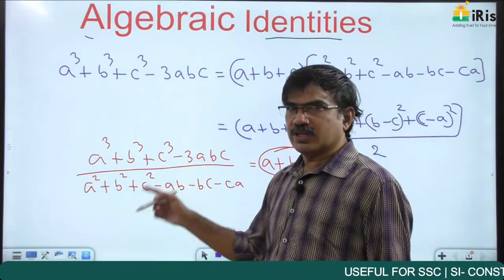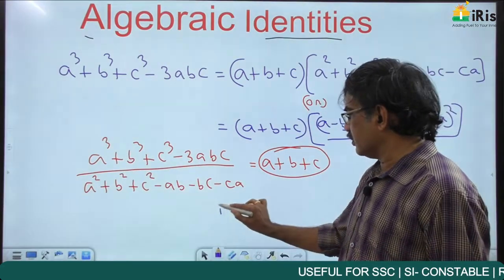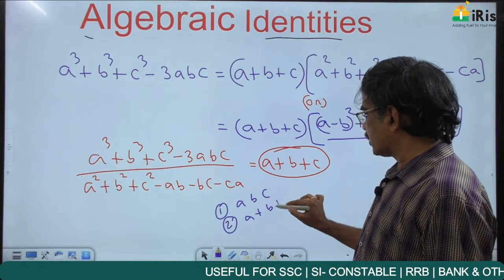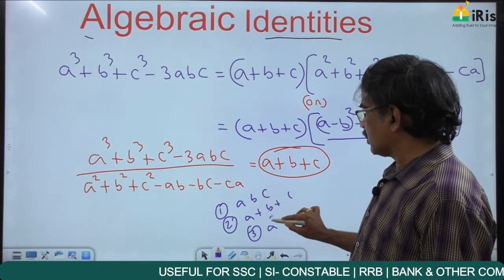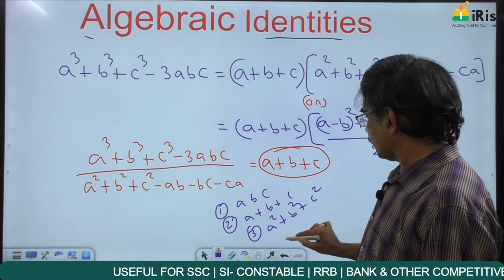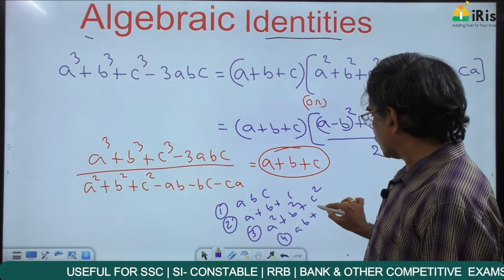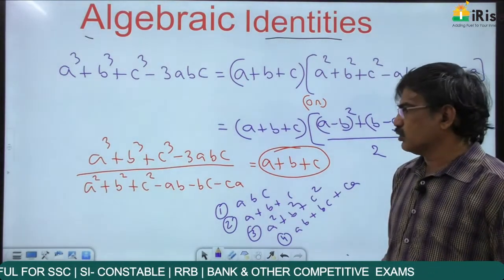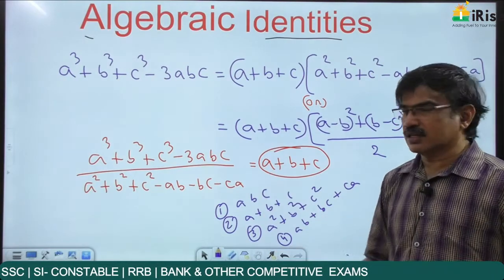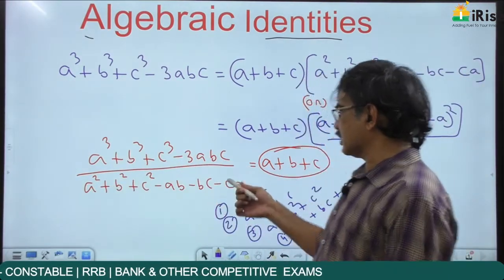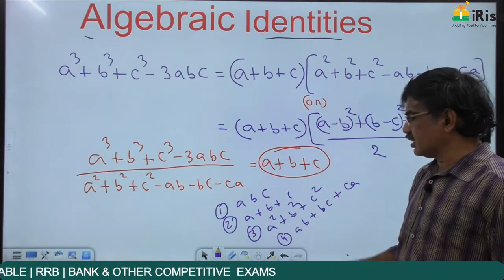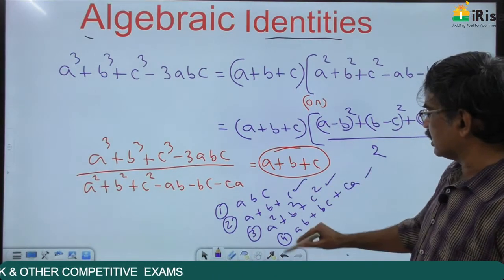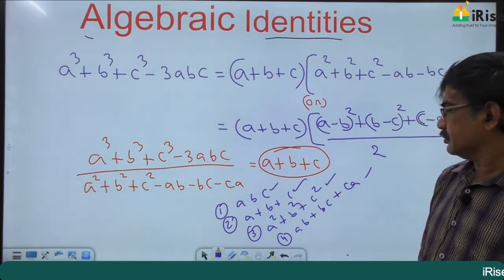Sometimes the questions will be given like this also. Here the options are: first option A, B, C; second option A plus B plus C; third option A square plus B square plus C square; fourth option AB plus BC plus CA. So if options are given like this, without knowing the formula we can get the answer. This is a third degree expression, this is a second degree expression, the answer must be a first degree expression. This is the answer because this is degree 2 and this is degree 3.